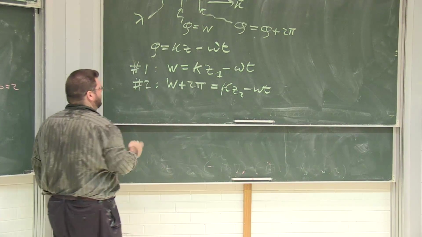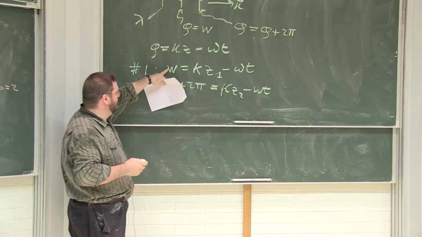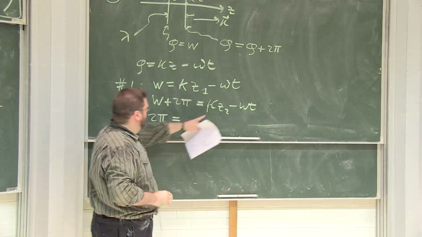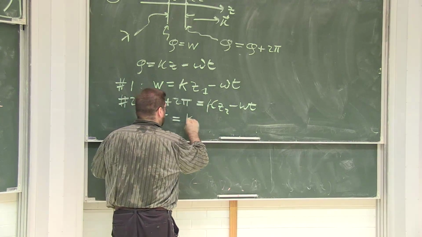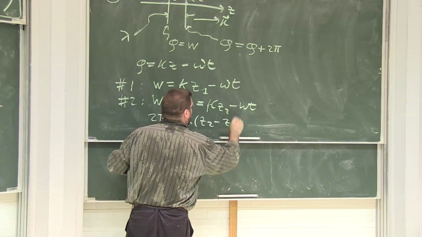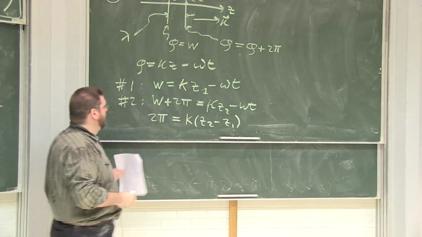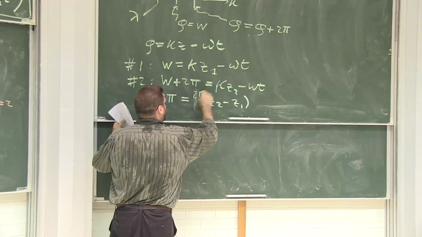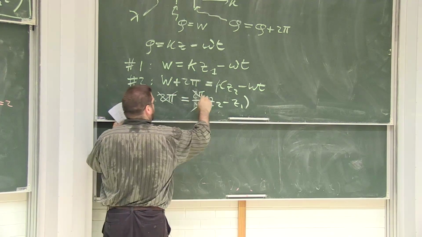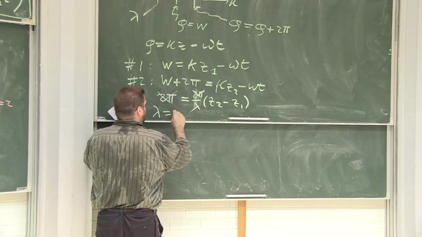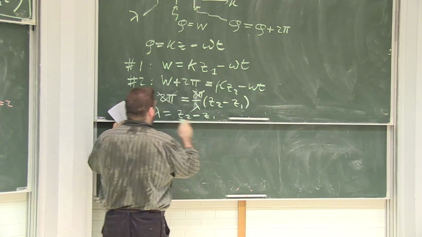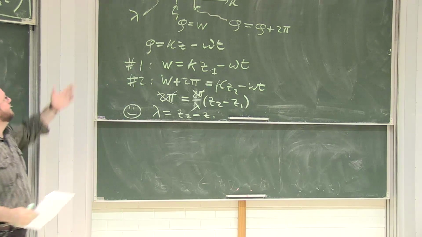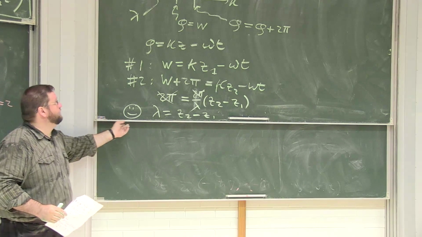So let's take the second equation and subtract the first. W minus w disappears. We're left with 2 pi on the left-hand side, kz2 minus kz1, minus omega t minus omega t. Now k is the same thing as 2 pi on lambda. I can cancel the 2 pi's, bring the lambda through, and we get that lambda equals z2 minus z1, which makes us happy, because that's what we want to prove. The distance between these two planes is z2 minus z1. We've just proven this is lambda.